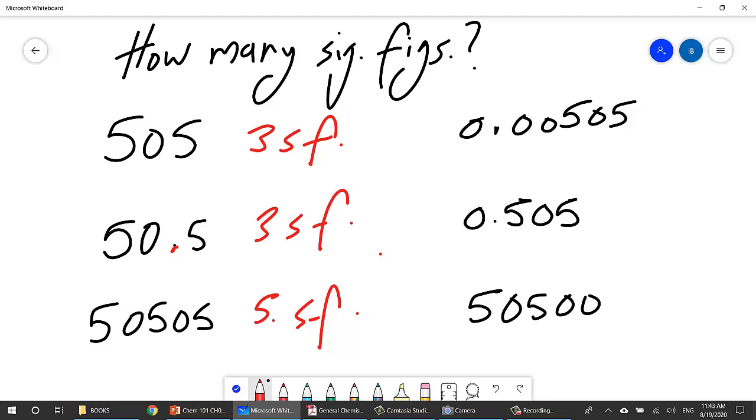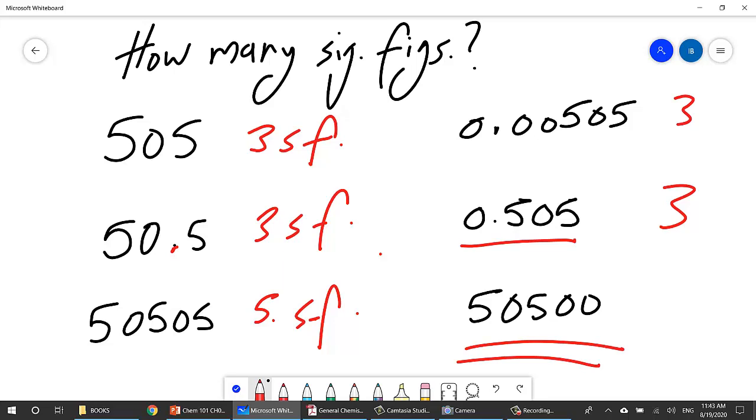Okay? So we start from here, 505. So that's 3 significant figures. This one, what do you think? Are you saying 4? No, you're wrong, because the zeros to the left, they don't count. So we only count 505. So that's a 3.